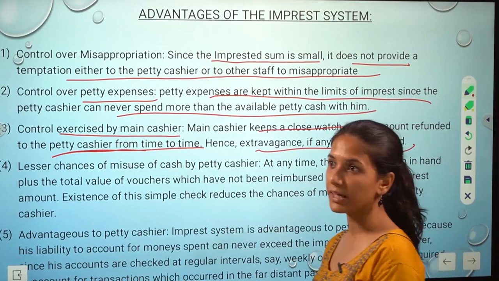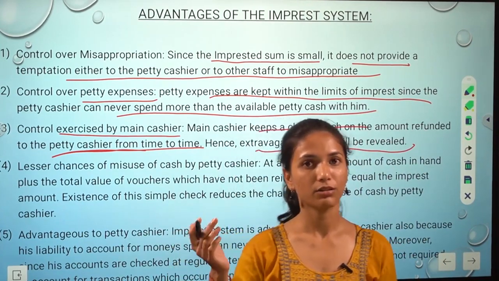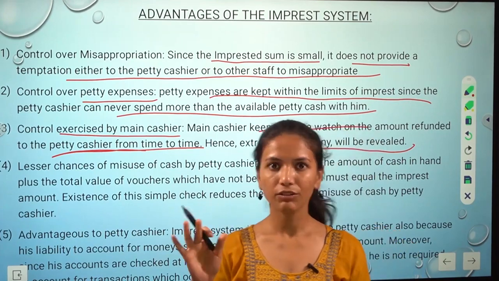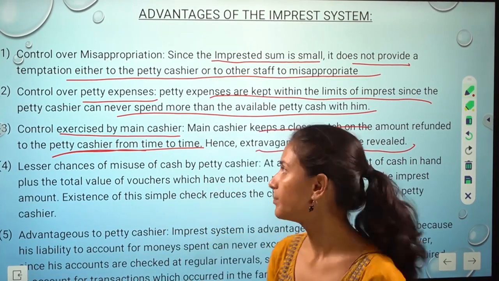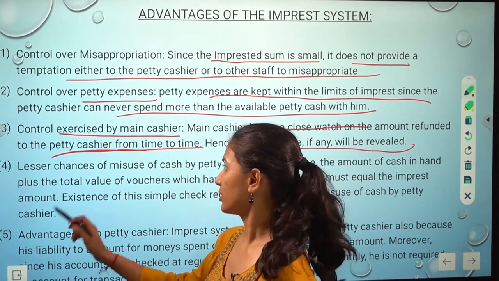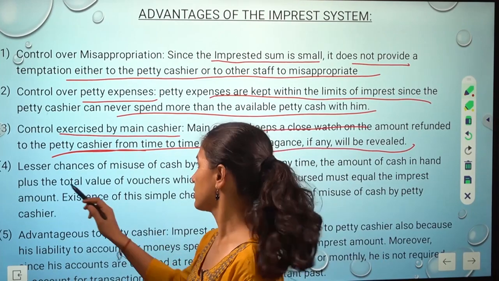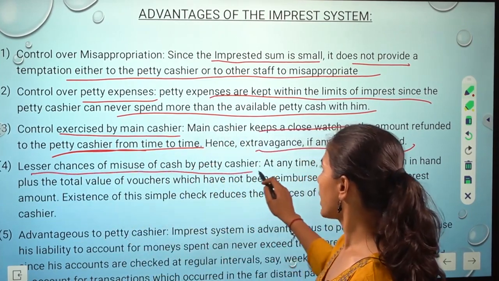If the expenses were for 500 and he has paid 1,000, if he shows it like this, then he will be caught at that moment only. So it has been controlled. He has been controlled by the main cashier so that he doesn't do any fraudulent activities. He doesn't do any frauds. There are lesser chances of misuse of cash by the petty cashier.